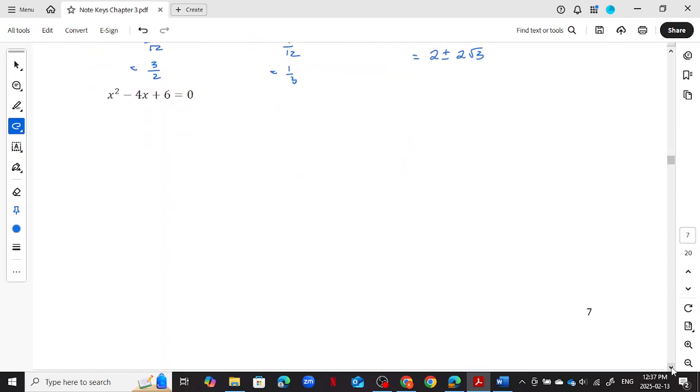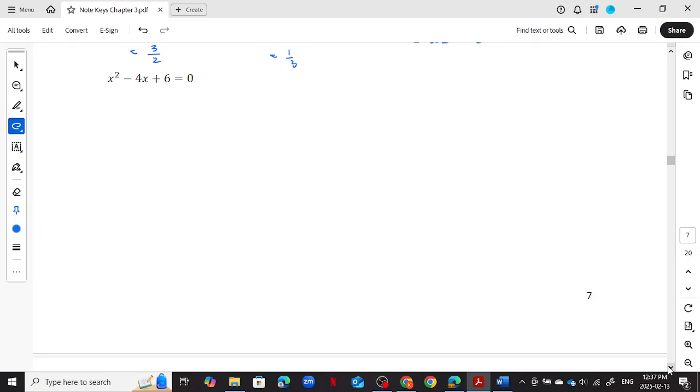Okay, so now what I want you to do is one from scratch. I want you to take this question and solve it by using the quadratic formula. If you're not used to the quadratic formula yet, I would recommend starting by writing it out, copying it from your formula sheet. It's not something you have to memorize.